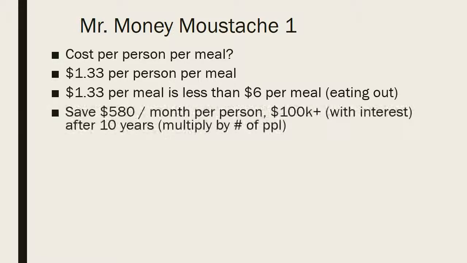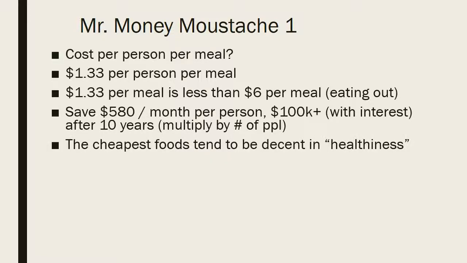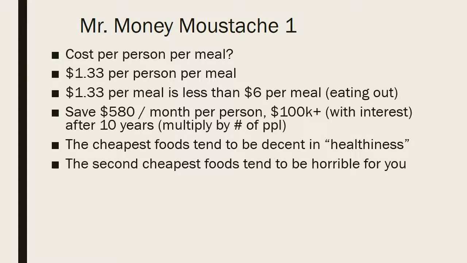And so for his example, it was saving $580 per month per person, which over 10 years for him was $100,000 with interest. Another point is that the cheapest foods, contrary to public opinion, actually tend to be okay on the healthiness spectrum. Now, the second cheapest foods tend to be terrible for you. But the cheapest foods tend to be pretty healthy.